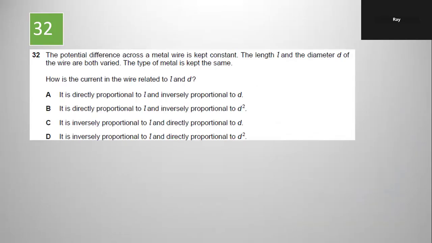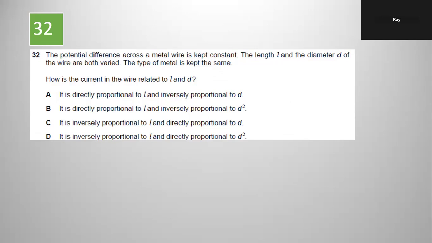Okay, what's your answer for this one? The potential difference across a metal wire is kept constant. The length and diameter of the wire are both varied. The type of metal is kept the same. How is the current in the wire related to L and D? Get the equation. It has to do with resistivity. So resistance formula, resistivity formula. Yeah.